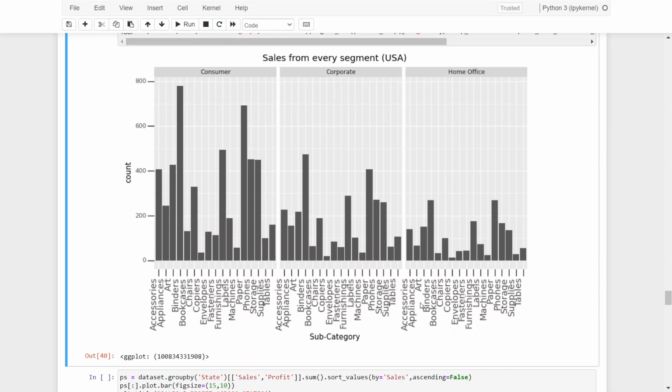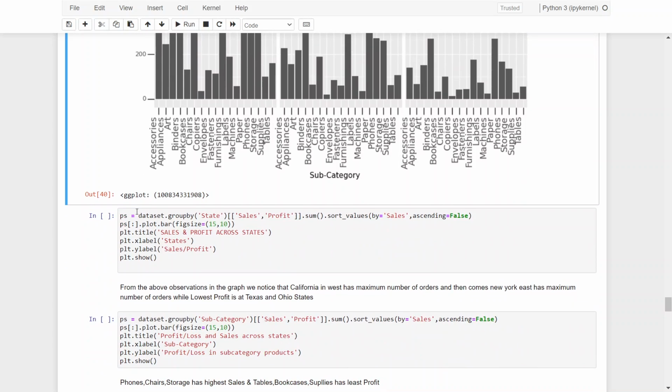The most of things will be binders and papers, binders and phones. And I think this could be the same values in the home office. Both binders and cell phones are selling at the same rate. After that, I am going to load this command.